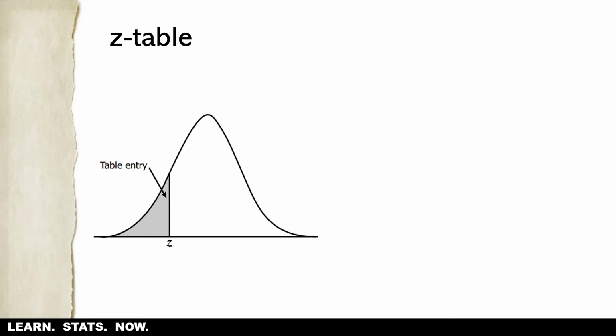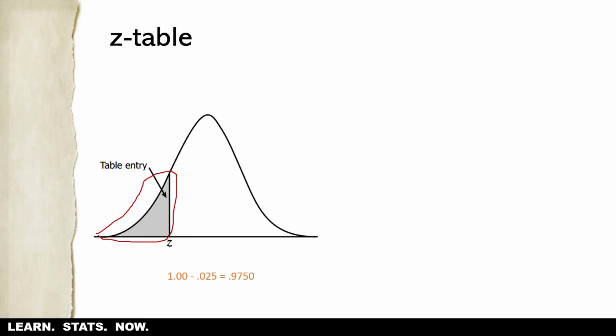Okay, so to do that, we need to look at a z-table. Now, I'm going to put up a z-table here that I found online, but every textbook has a z-table that is similar to this. So you'll just have to look in your own textbook for the right table. But basically, you're going to look for a table that, in the columns, identifies the amount of area in the tail.